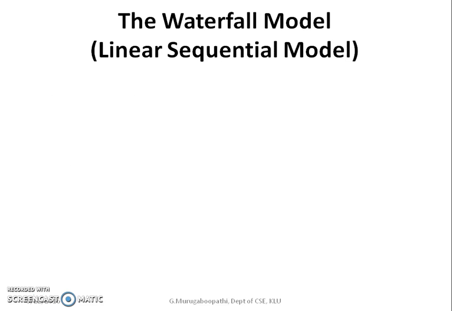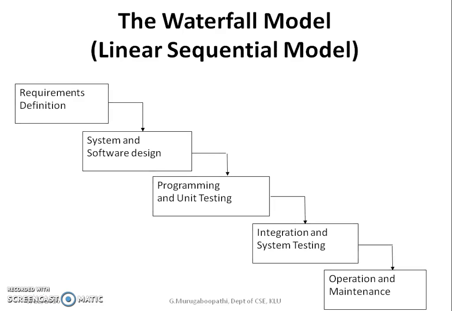Next we move to the waterfall model. The waterfall model is also known as the linear sequential model. Once a stage is completed, we can't move back to the previous stage. The waterfall model has several activities: requirement definition, system and software design, programming and unit testing, integration and system testing, and operation and maintenance.